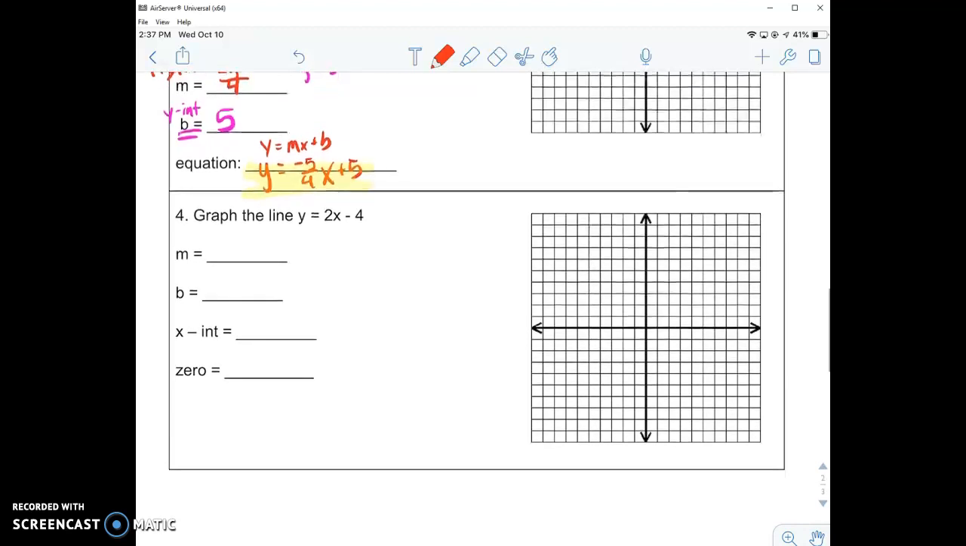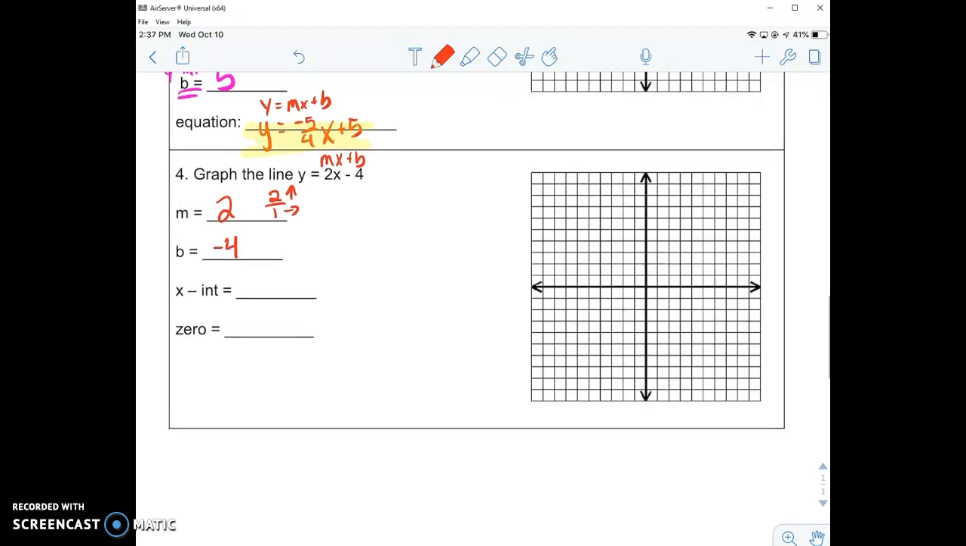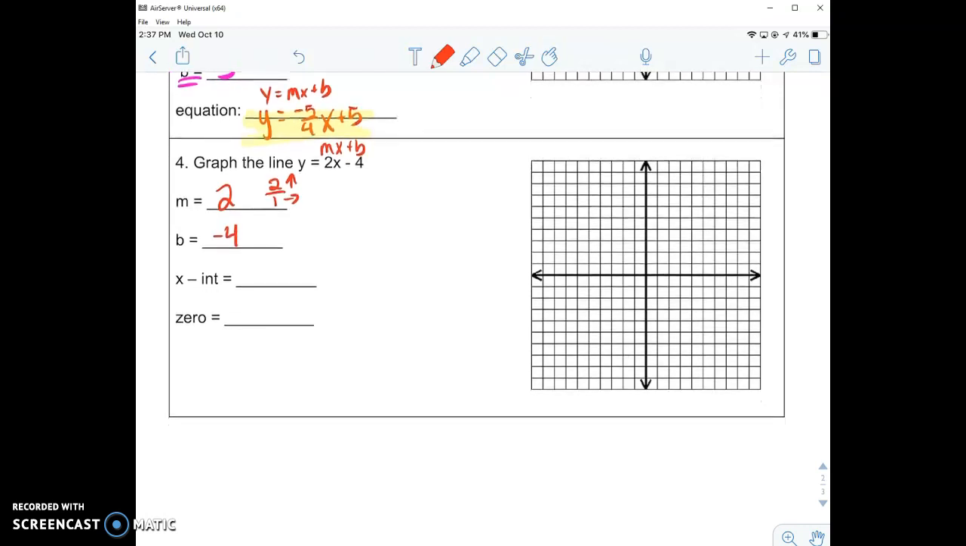Number 4. Graph the line y equals 2x minus 4. This is in the form y equals mx plus b, slope-intercept form. My m, or my slope, is 2, so rise over run, this is up 2 over 1. My b value, remember I'm looking at the sign in front of that number, is negative 4. On my graph, I'm going to start at my b value of negative 4, my y-intercept, and then I'm using my slope to go up 2 over 1.